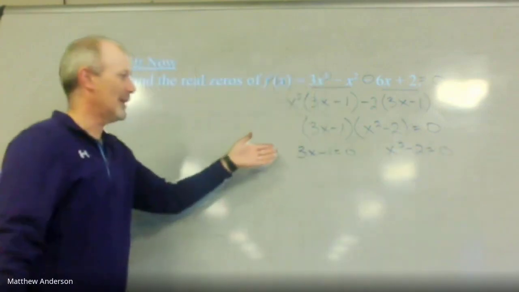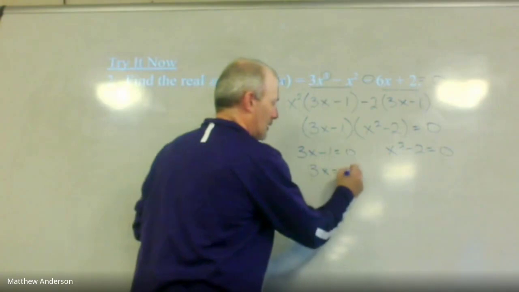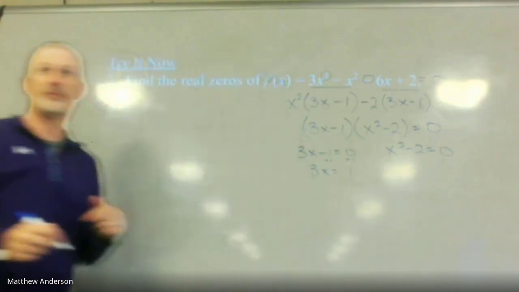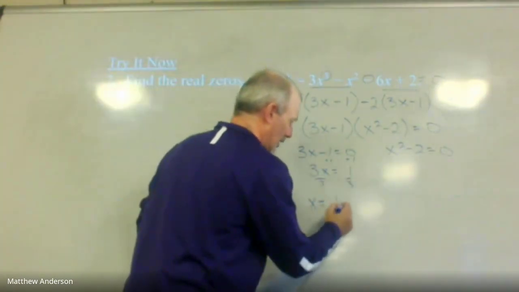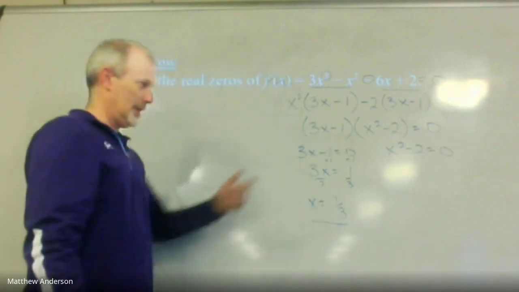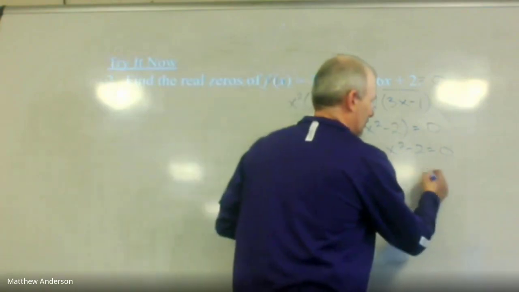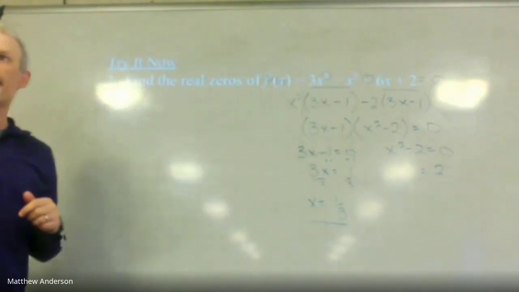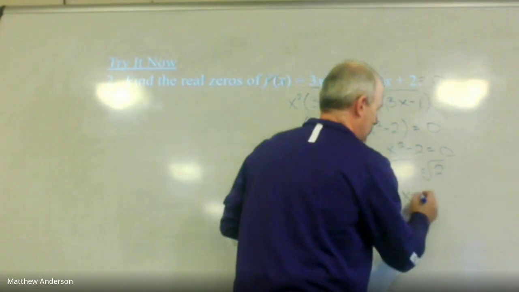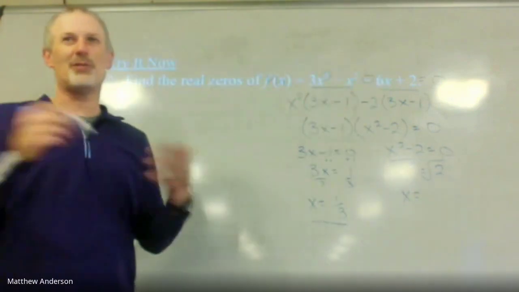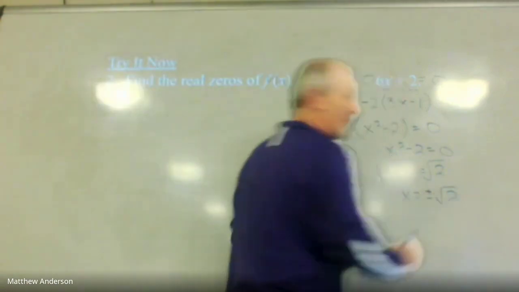For this first one, what do we have to do to solve this? Add 1, and then divide by 3. So one of our answers is x equals 1/3. On the second one, what are we going to have to do here? Add 2, and then take the square root of both sides. That's right. X equals, and anytime we take the square root of both sides, we need plus or minus. So plus or minus square root of 2. We can't break up the 2 at all.